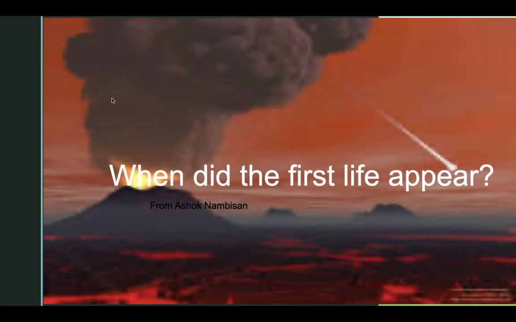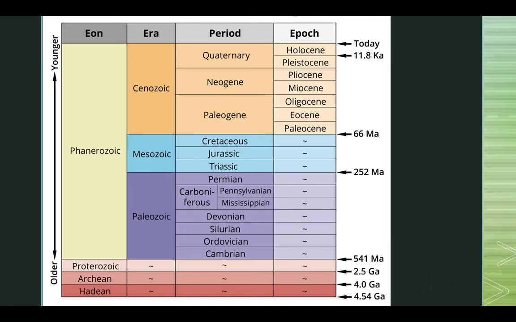Hello everyone! So today we're going to talk about the first life and when it appeared and what it was. Before I start this presentation, I want to give you a brief overview of how we categorize Earth's history. We have the Hadean, Archean, Proterozoic, and the Phanerozoic. So there are four eons, and in every eon there are eras.